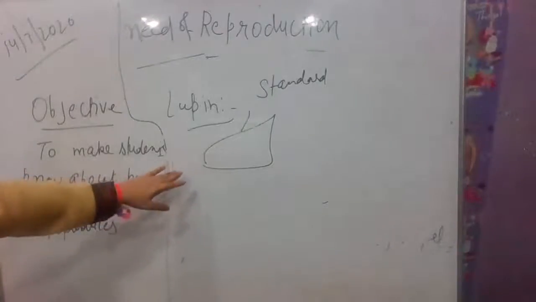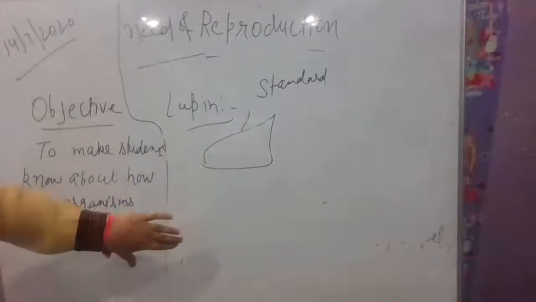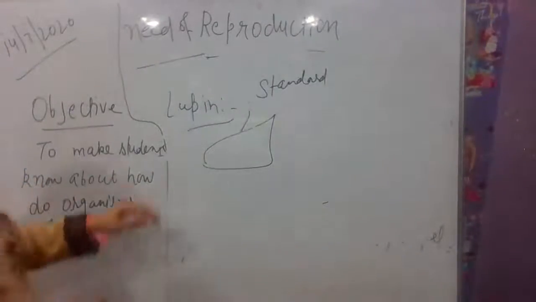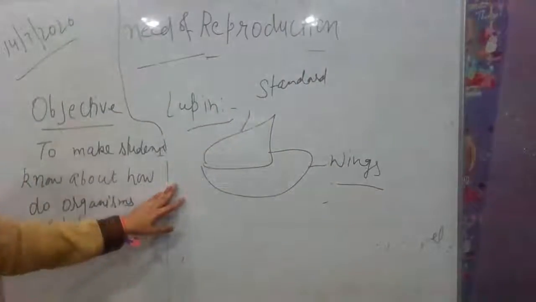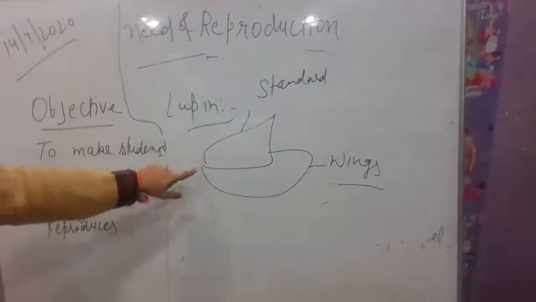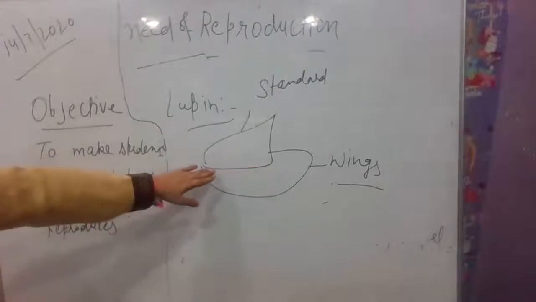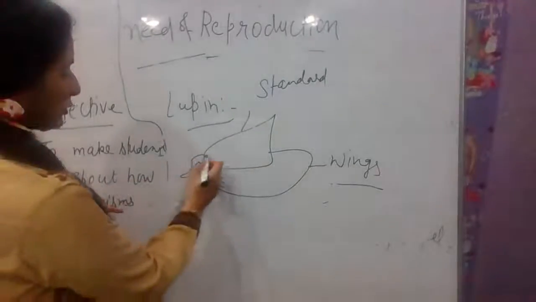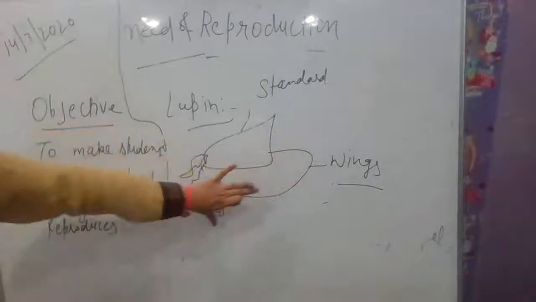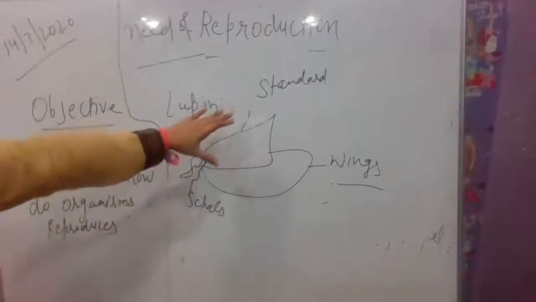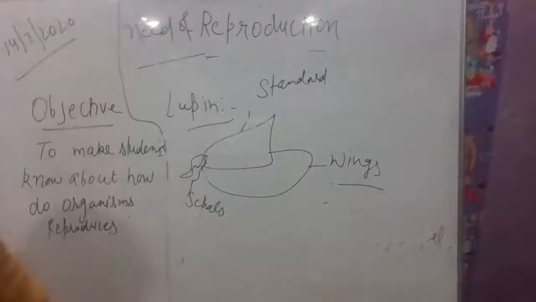ठीक है? उसके बाद, it is held vertically. 2 petals at the side and these are called wings. जो नीचे होती हैं 2, these are called wings. इसको wings बोलते हैं. Clear है? After this, these petals at the side are partially joined together. ठीक है? Here their sepals are also given. These are petals. This is a standard. This is a wing. ठीक है? These are joined together, and inside the wings 2 more petals joined together to form a boat-shaped keel. इसमें क्या होता है?